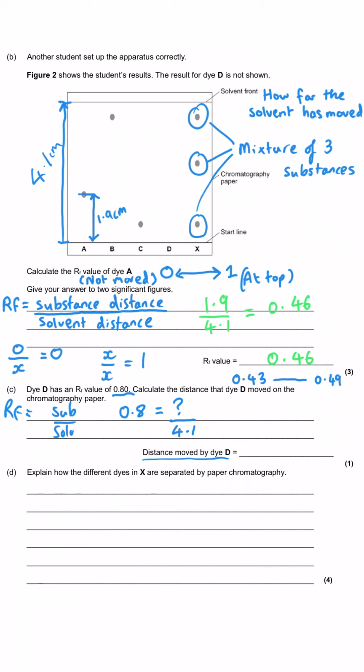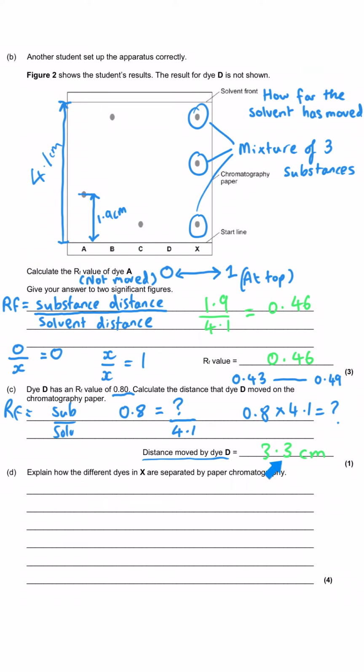And so the calculation then becomes 0.8 multiplied by 4.1 is equal to our unknown. And when you crunch those numbers, you get 3.3 centimetres. The other way that you can think about this is if the RF value is 0.8, then that means that the solvent has travelled 100% of the distance and our substance has travelled 80% of the distance, because 0.8 is 80% of 1. And so what you're effectively doing is you're saying, right, well, if my substance travelled 80% of 4.1 centimetres, well, they must have travelled 3.3 centimetres.